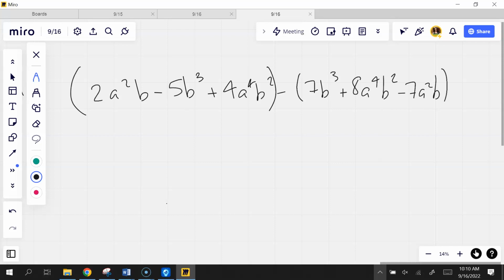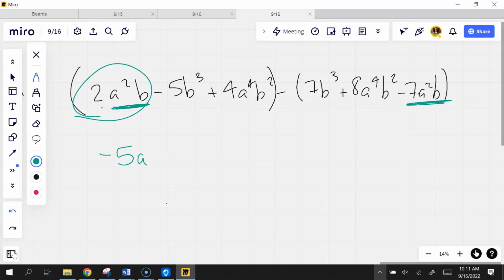So same base, same exponent. So let's look. I'm going to start with that one. Do I have any others that have the same base with exponents? So a to the b. Yep. What is 2 minus 7? Negative 5.